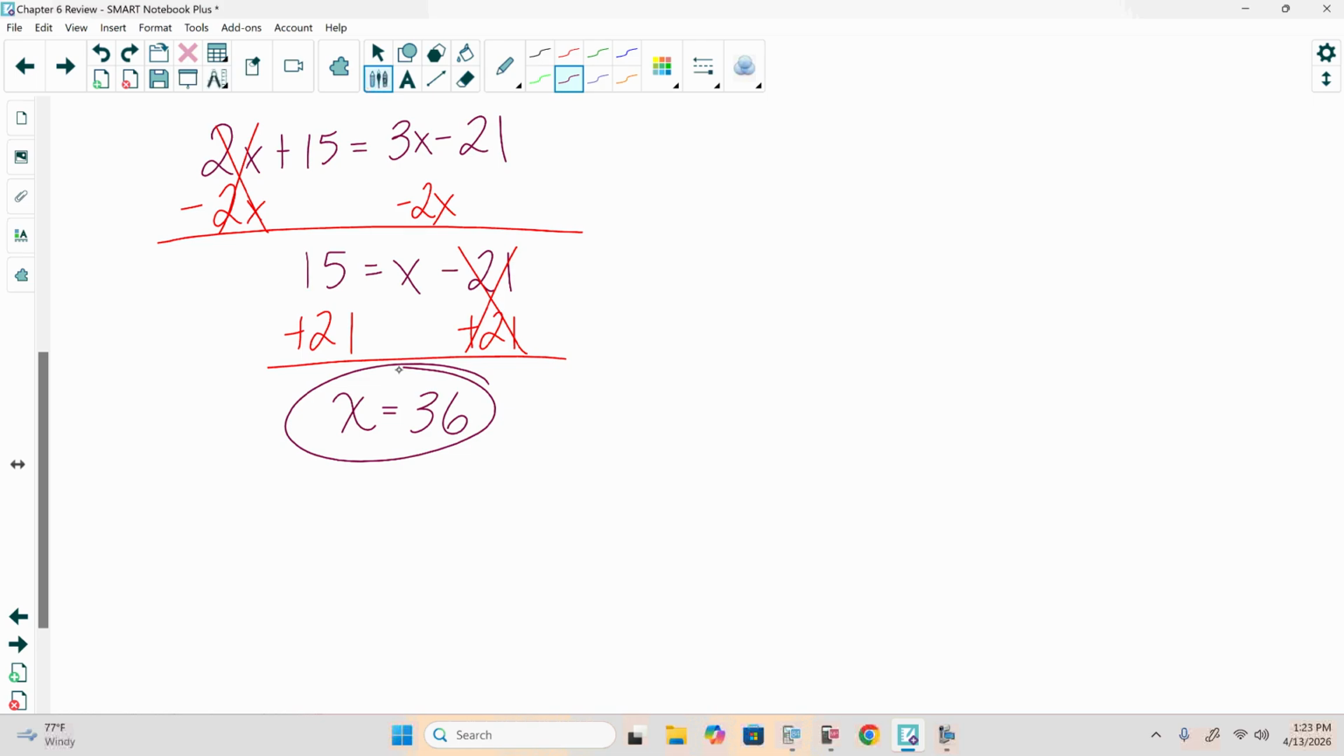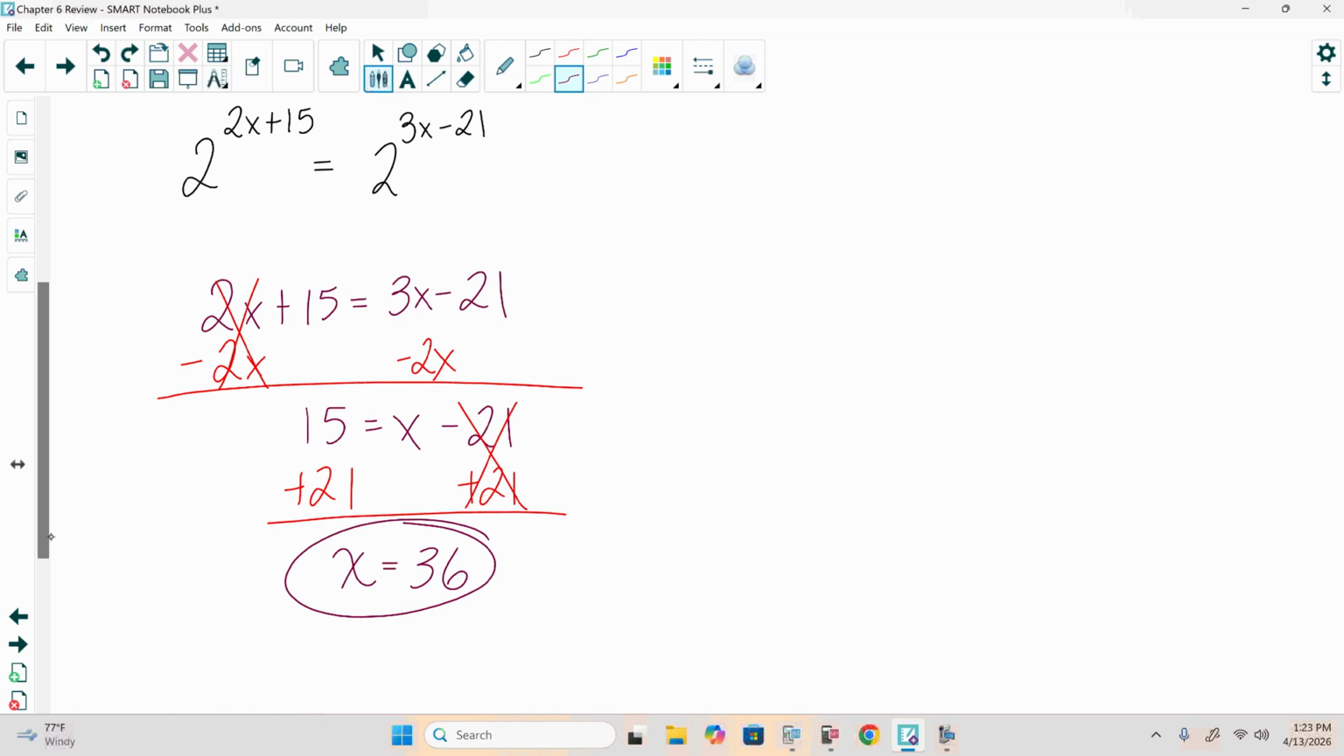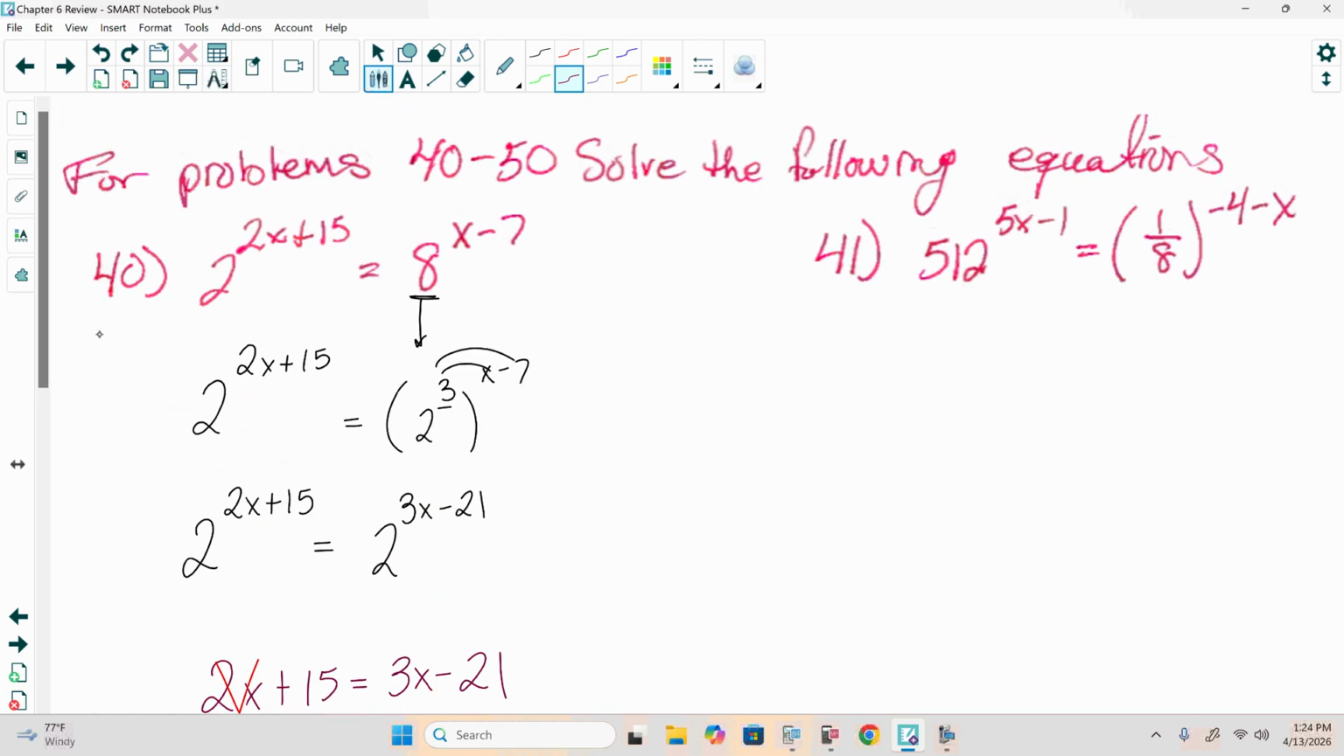Questions on this here? Now at this point, if we get to this spot and you don't know if 36 is the right answer, we can check it.